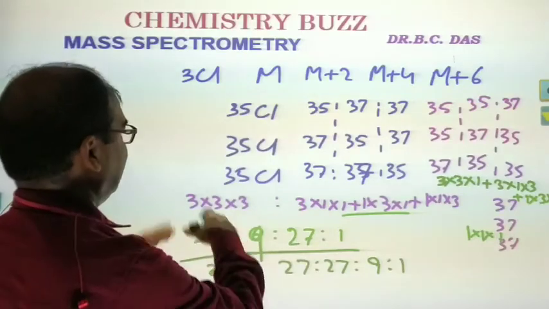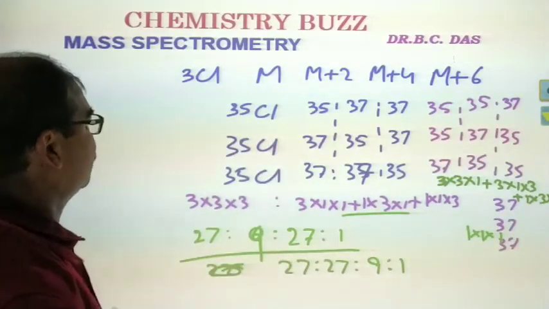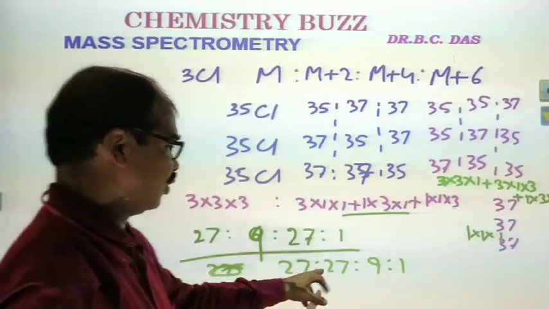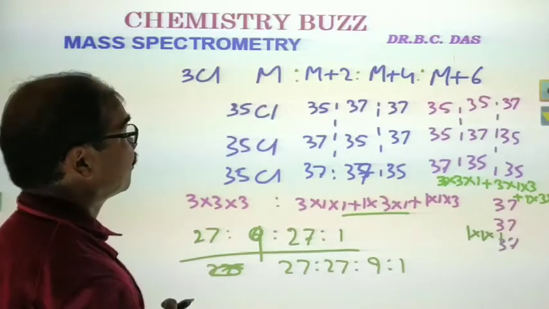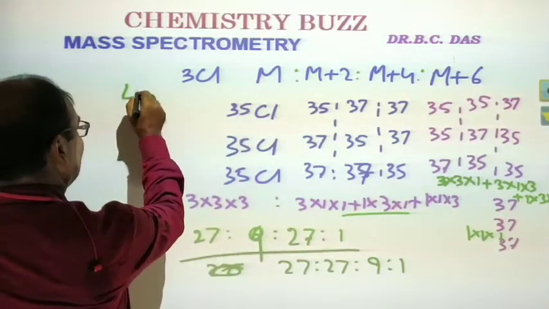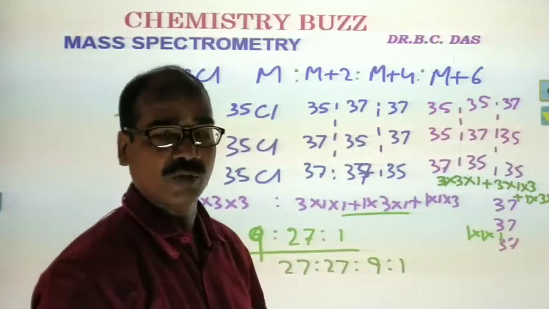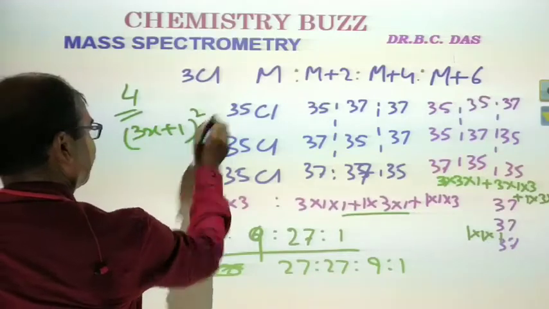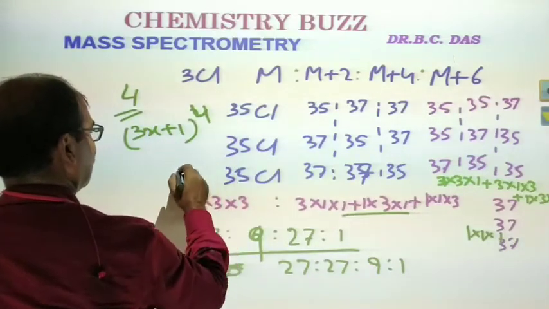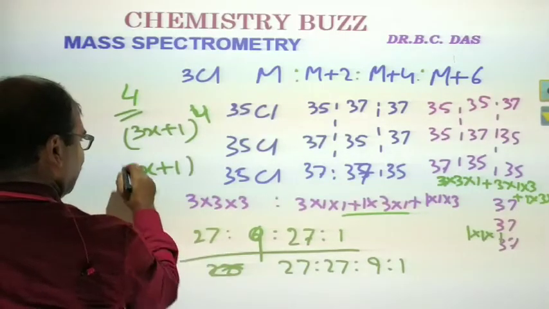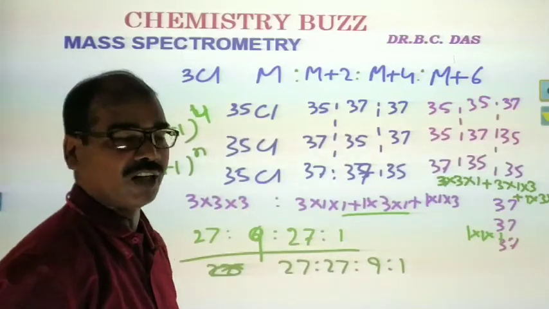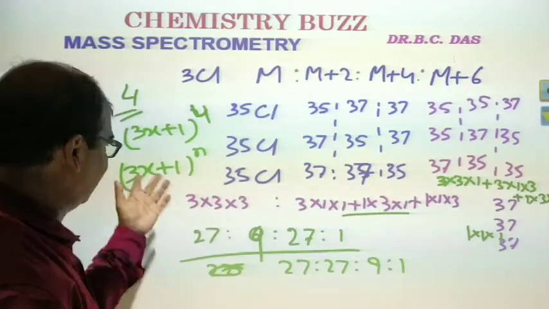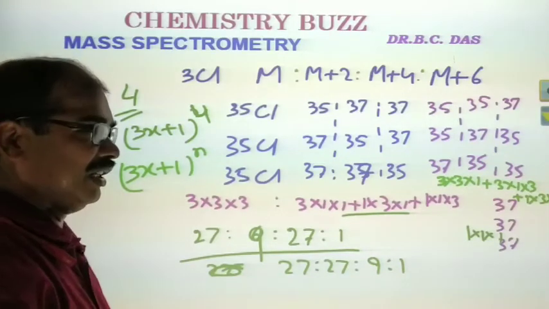So if 3 chlorine atoms are there, the ratio of the peaks M to M plus 2 to M plus 4 to M plus 6 will be 27 is to 27 is to 9 is to 1. And if the number of chlorine atoms is 4, it becomes tedious to determine. So we should follow (3x plus 1) to the power 4, or in general (3x plus 1) to the power n, where n is the number of chlorine atoms. The coefficients of x will determine the ratio of the peaks.